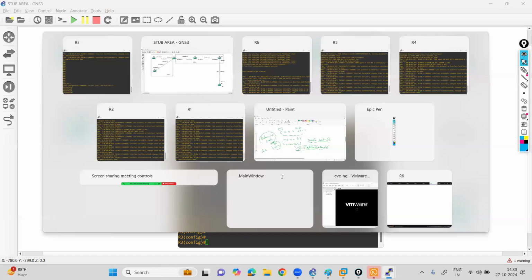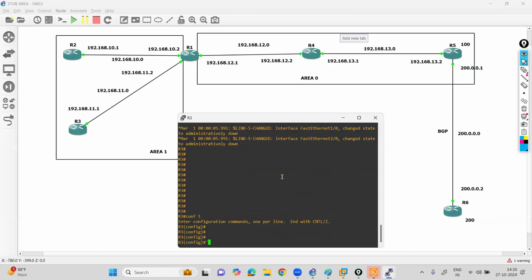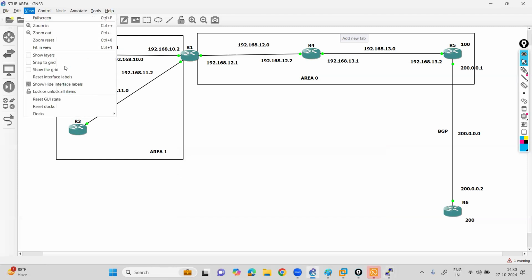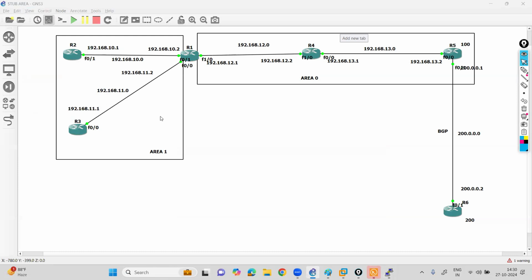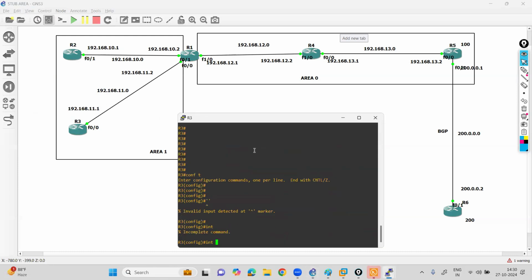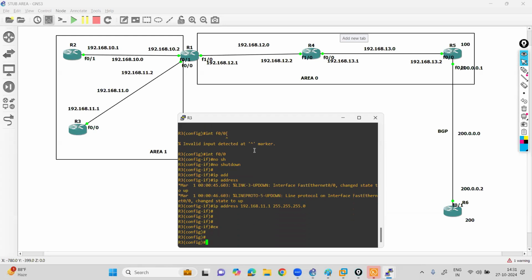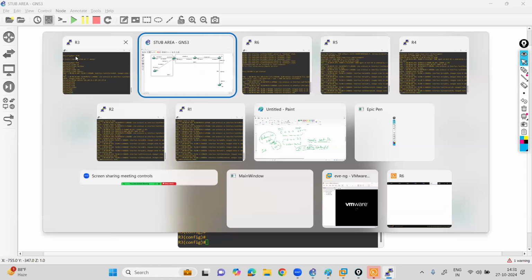configure terminal, interface. Which interface is this? Let me click on view, show hide label interfaces. So this one is interface F0/0, no shutdown. IP address is 192.168.11.1 and 255.255.255.0. Clear? On the next router, that is R2, there will be one IP address.